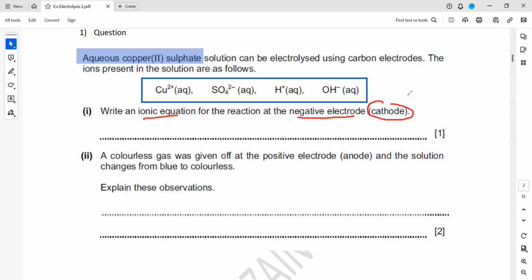So the cathode will attract the positive ions. The positive ions will move towards the cathode. We have two positive ions: we have copper, we have hydrogen. Which positive ion will move towards the cathode?